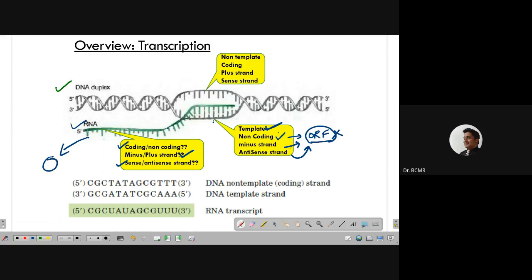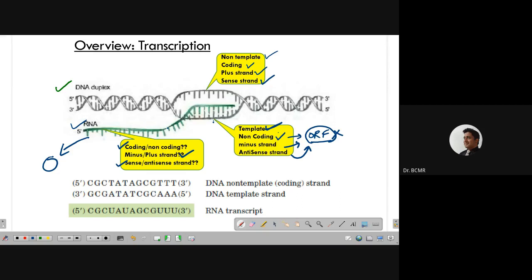We don't often call them antisense and so on at the level of DNA, but it's good to know how to recognize which one is the plus strand, the antisense strand, and so on. The top strand is the non-template strand because that is not acting as the template during transcription. But it is the coding strand because it has the ORF, and it is the plus strand, and it is also the sense strand.